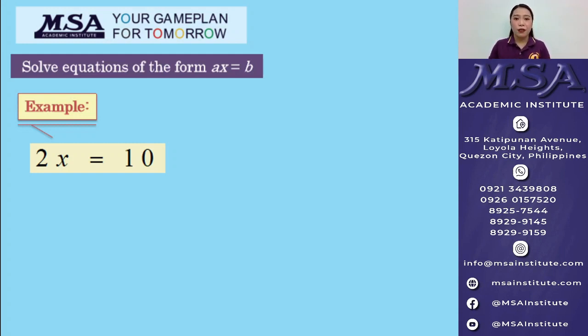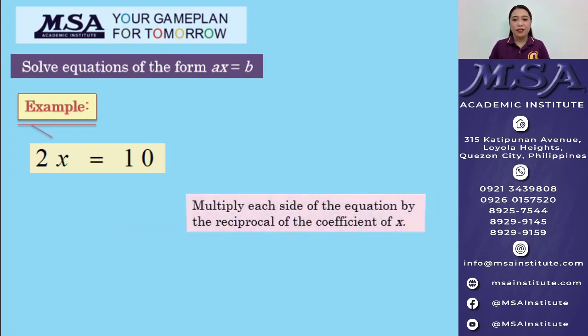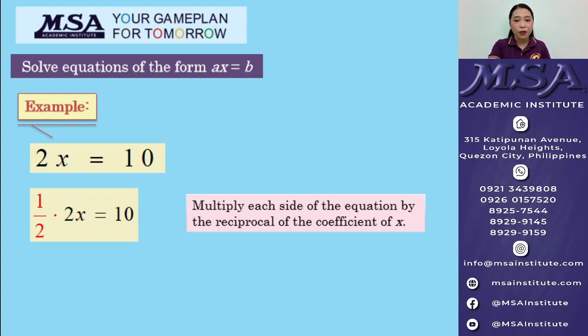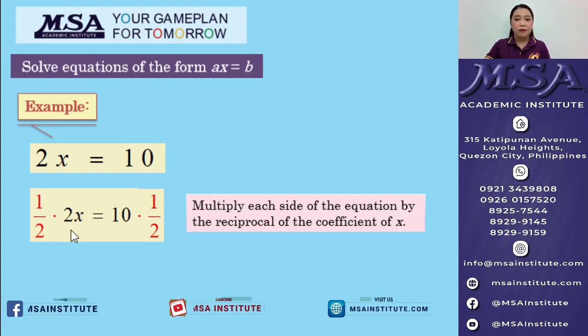Alright, you only have few steps to remember. First is to multiply each side of the equation by the reciprocal of the coefficient of x. So in our given equation, 2x is equal to 10, the coefficient of x here is 2. And we need to get the reciprocal of 2, and that is 1/2. So that means we need to multiply 1/2 on both sides of the equation. So we have here 1/2 times 2x is equal to 10 times 1/2.